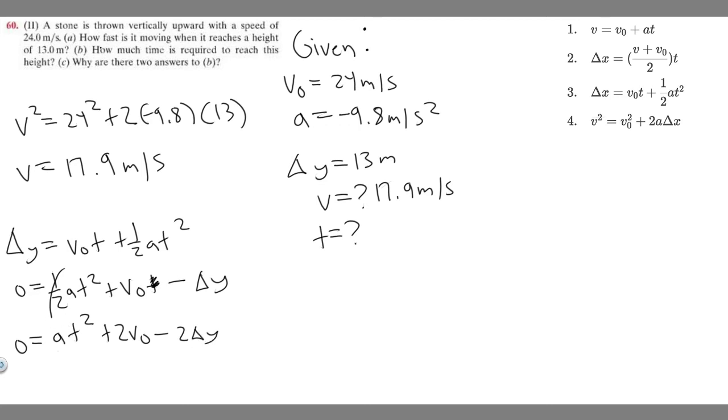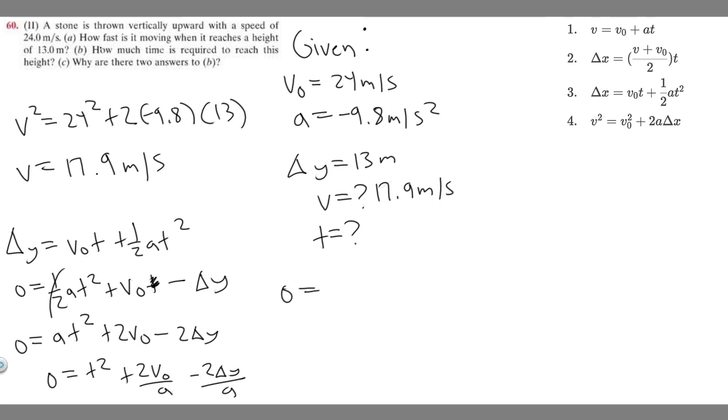So if we divide both sides by a, it's going to be 0 equals a t squared divided by a, which is just going to be t squared, so t squared plus 2 v sub 0 t over a, minus 2 times delta y over a. And so now all we got to do is just plug in.